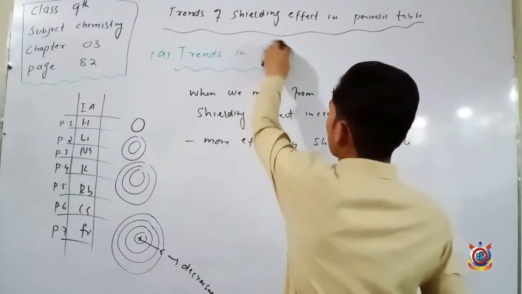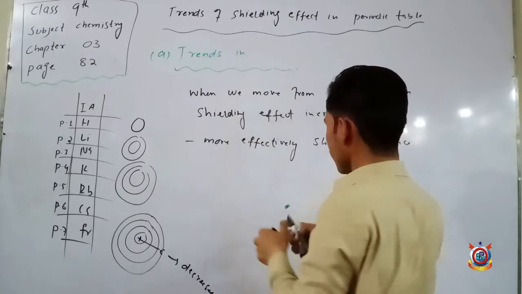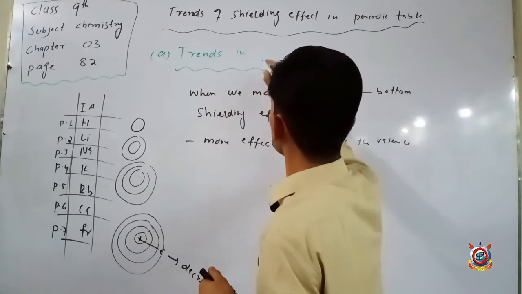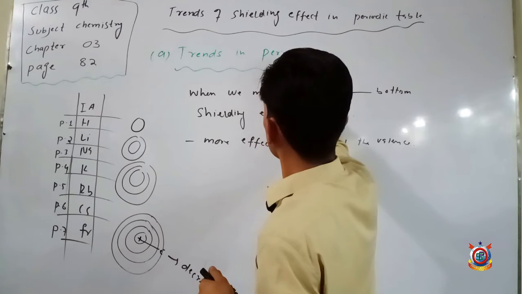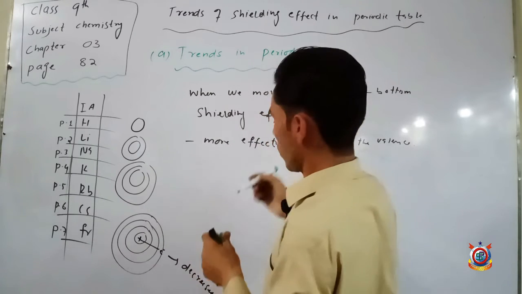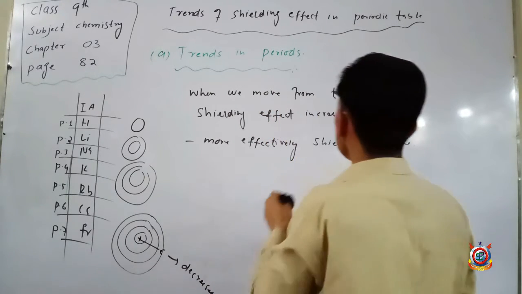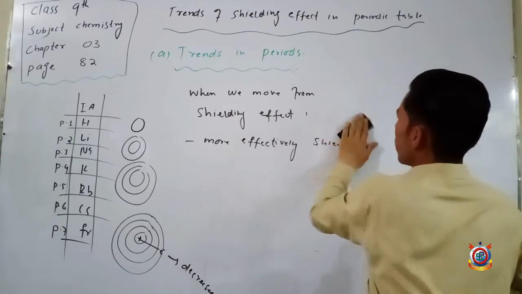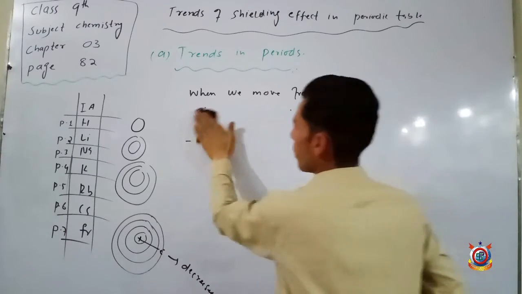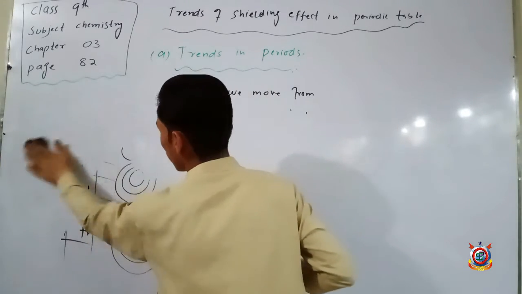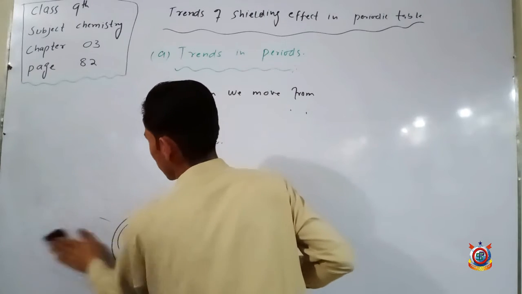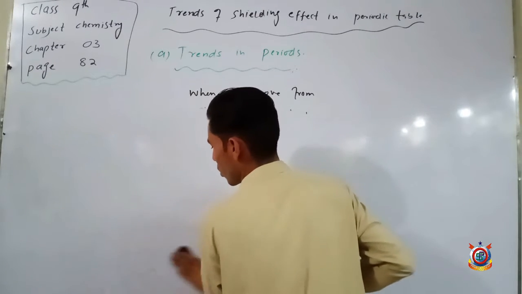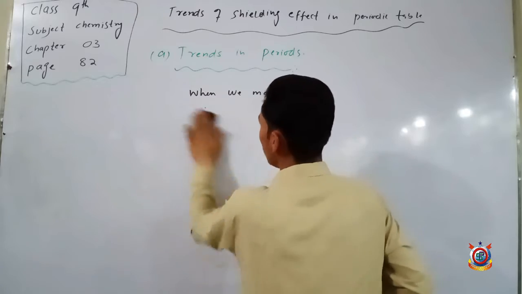Now trends in periods. So when we move from left to right in the periodic table in periods, what happens? Shielding effect remains constant. There is no change in the shielding effect.